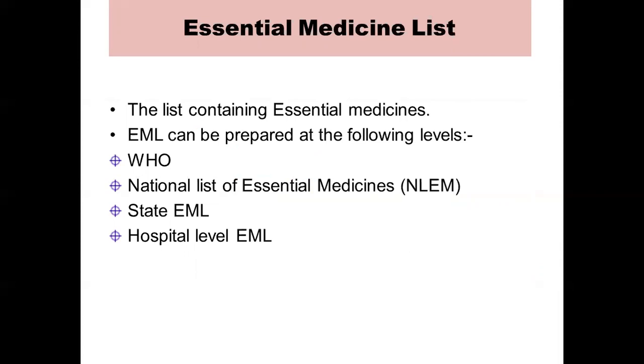The list containing essential medicines is the essential medicine list, and it can be prepared at different levels. As you can see here, there's a WHO list that is prepared by the WHO. Then you can have lists prepared by different countries, called the national list of essential medicines, or NLEM. Then within a country, different states can prepare their own essential medicine list. And even at the state level, different hospitals can prepare their own essential medicine list. So they can have essential medicine lists at different levels of the healthcare system.